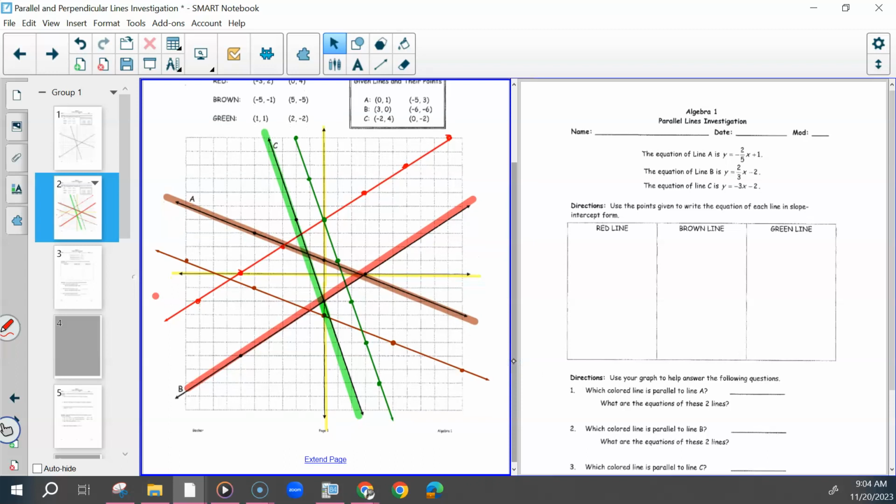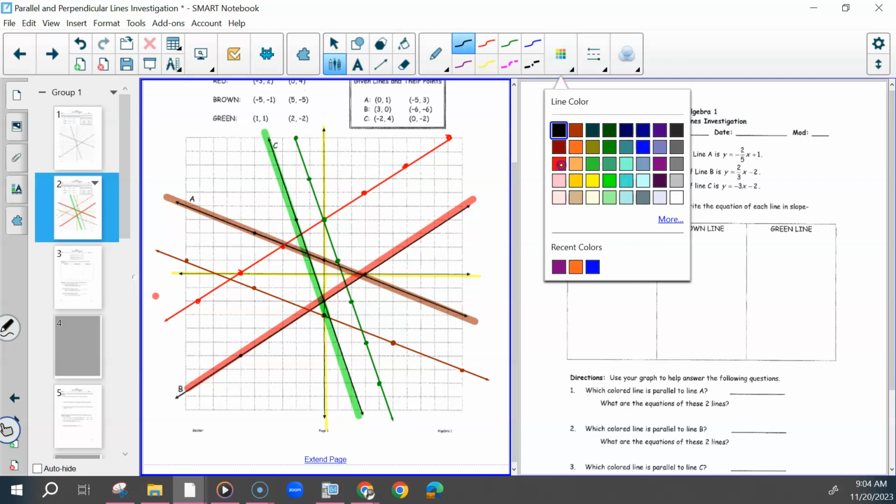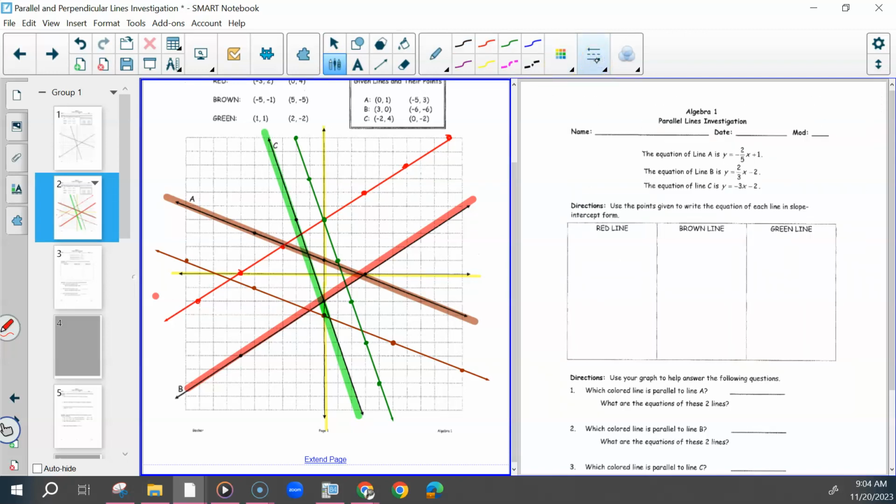Alright, so your graph should look something like this. If you didn't get a chance to finish these, you will have time later, not right at this moment. So your red line should look something like this, with a positive slope. Your brown line should look something like this, with a negative slope, and your green line should look something like this, also with a negative slope. Again, if you don't have those right now, it's okay. Then on the next page, some of you got to this, some of you did not, but we're going to do these together. I will make this bigger here in a minute.